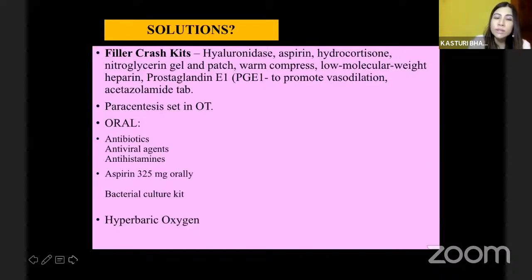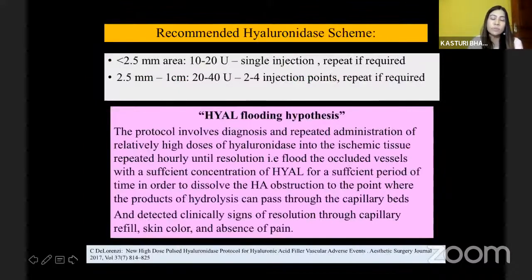The filler crash kit, where you need to have the hyaluronidase, you need to have the steroid, you need to have the nitroglycerin gel in case there is a CRAO. You need to have a paracentesis set, all the antibiotics, and also hyperbaric oxygen. And when there is a vascular complication, you need to flood the area with the vial, because along with the occlusion of the blood vessel, there is so much release of anti-hyaluronidase substance. So you really need to give it in excess in order to overcome the vascular complication.